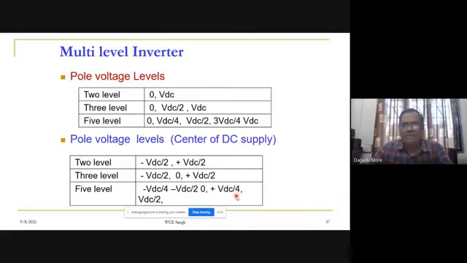So these are the levels we obtain. Two level: minus VDC by 2 and plus VDC by 2. Three level: minus VDC by 2, 0, plus VDC by 2. Five level: minus VDC by 2, minus VDC by 4, 0, plus VDC by 4 and plus VDC by 2. These are the pole voltages, and we measure the pole voltage with respect to the center of the DC supply.